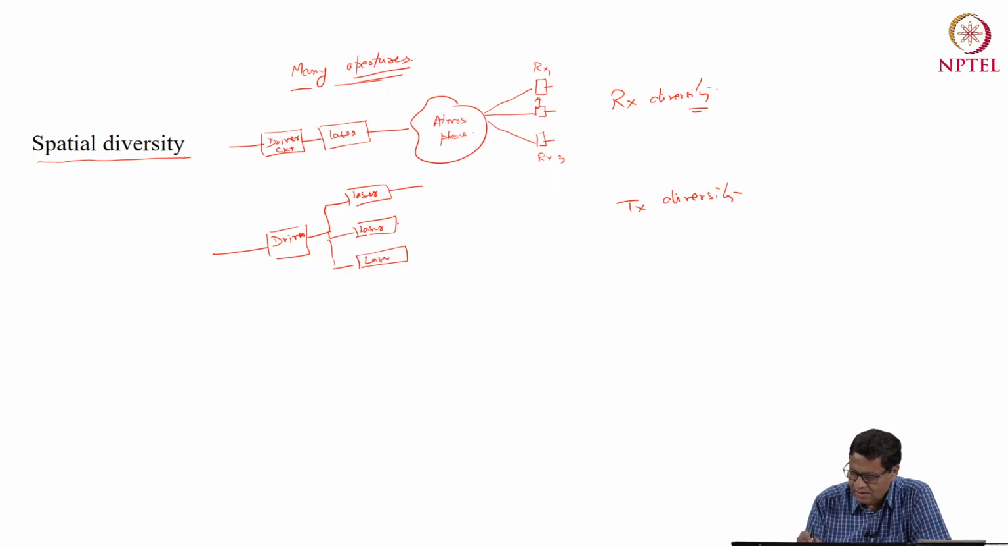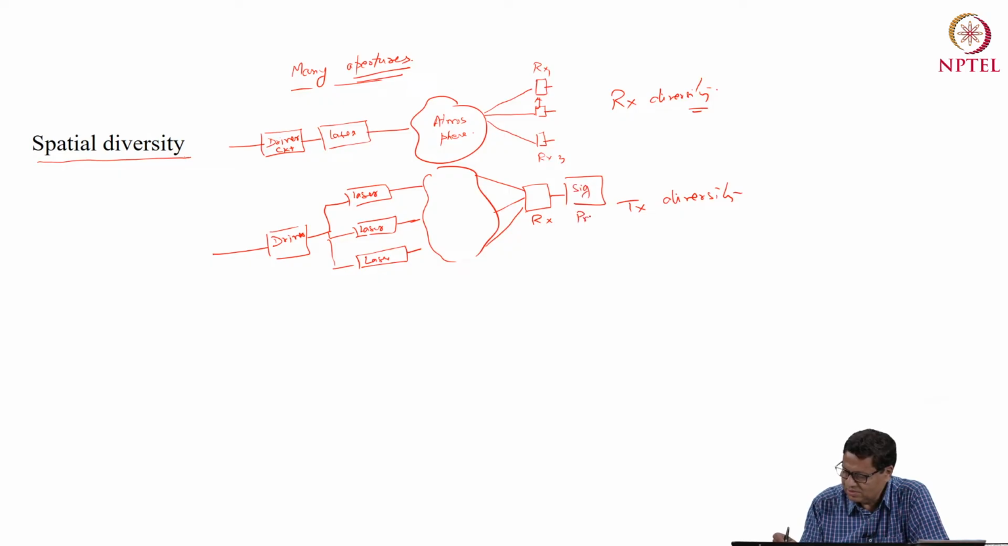And all these laser beams are passing through an atmosphere. And then you have all the signal coming. They are collected by a receiver here. This is the receiver part. And then some sort of signal processing here to get your original signal back. So this is the data out. So this is a case of transmit diversity, atmosphere.